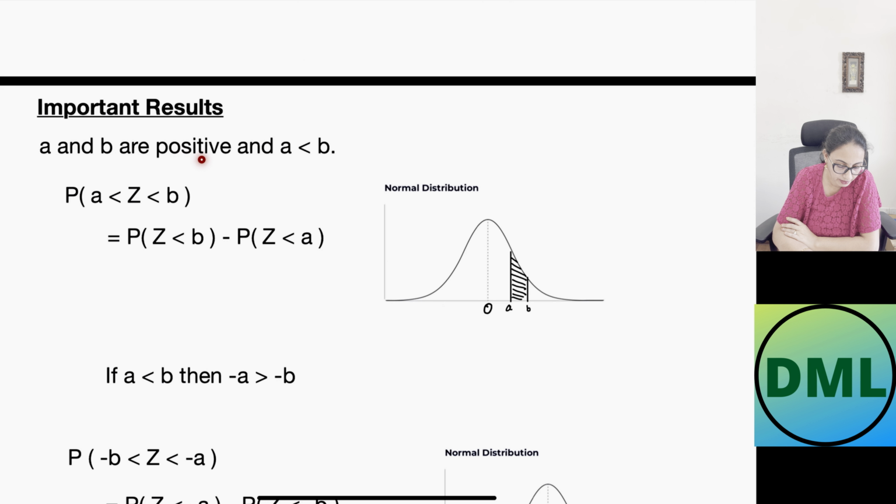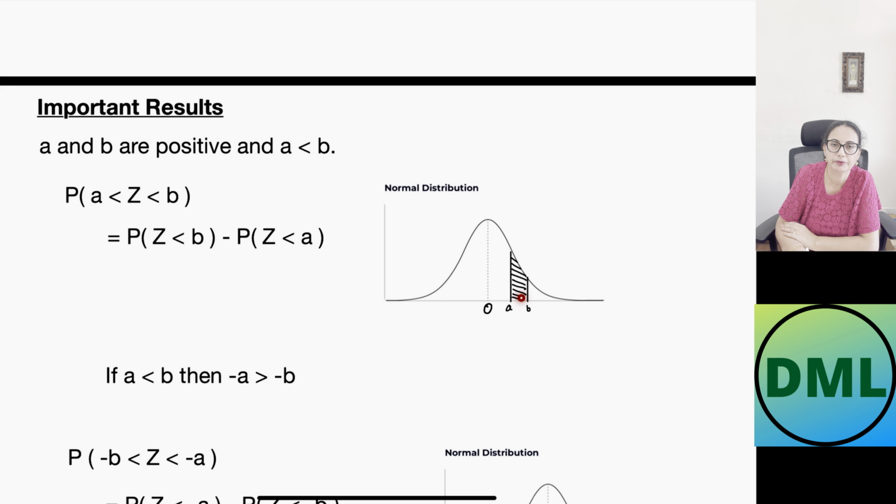A and B are positive and A is less than B. It shows that the value for A is less than B. Right now both are positive. If we plot the curve here, the values will be A here and B here, because A is lesser than B. A will come first and B later because this value is higher. I have to calculate probability of Z greater than A and less than B. I have to find out the answer for this shaded region.